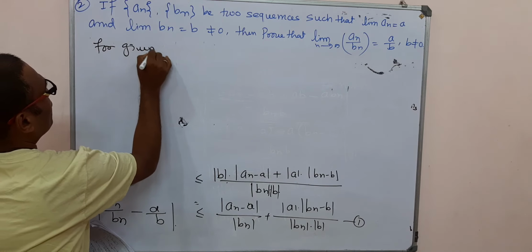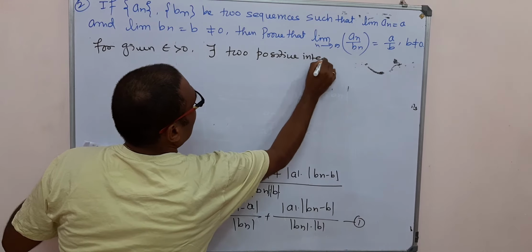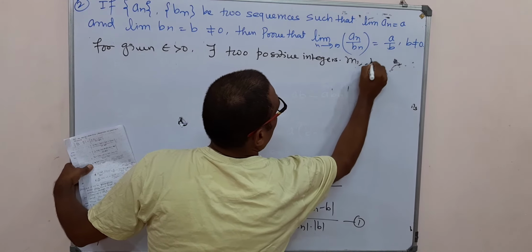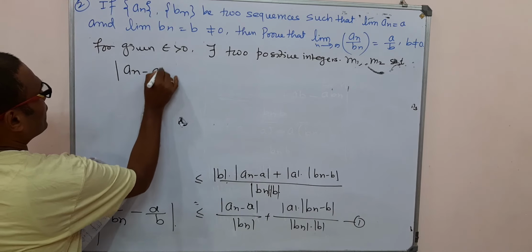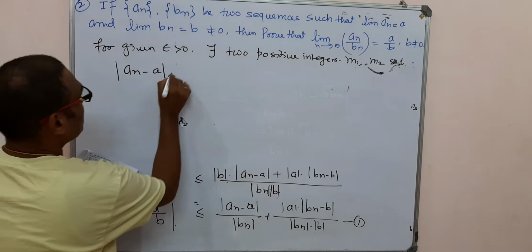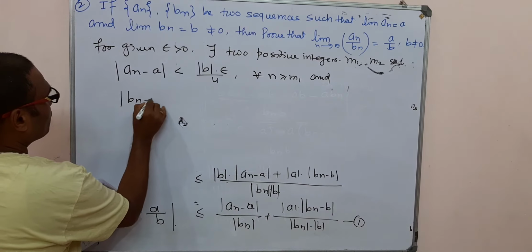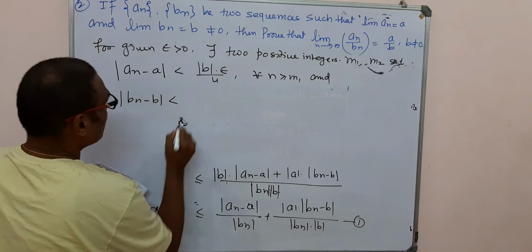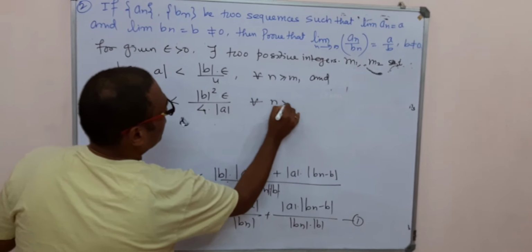For a given epsilon greater than 0, there exist two positive integers, say m1 and m2, such that |an − a| is less than |b|·epsilon by 4 for all n greater than or equal to m1, and |bn − b| is less than |b|² epsilon by 4|a| for all n greater than or equal to m2.